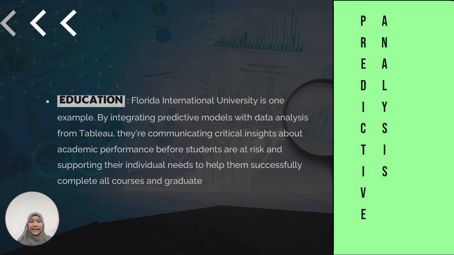Lastly, for predictive analysis, Florida International University is one of the examples. They communicate critical insights about academic performance before students are at risk to help them graduate.